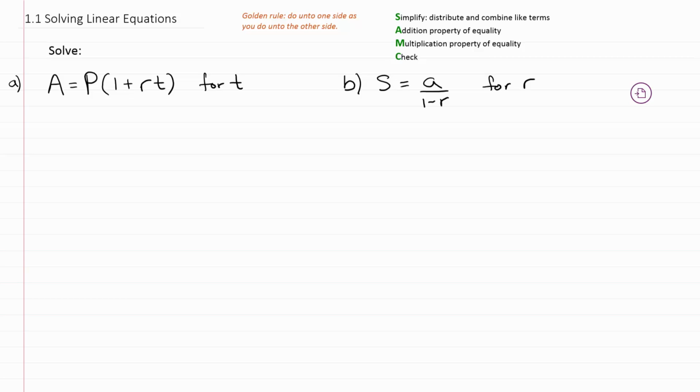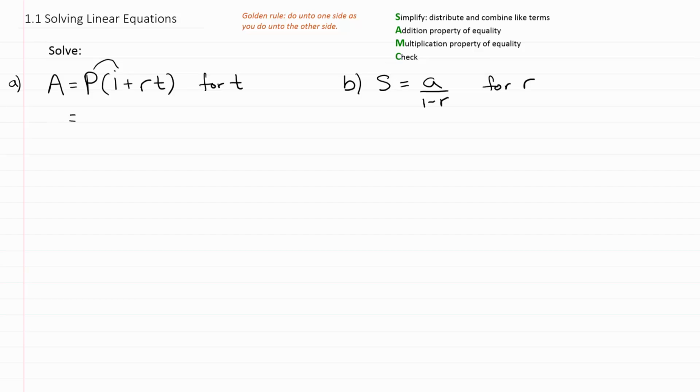All right, in this video, we're looking at solving equations that have mostly just variables, and we're solving the equation for a particular variable. In this case, for example A, they're asking us to solve A equals P times 1 plus RT for T. So let's go ahead and try to do that. So first thing you want to do is distribute to get rid of the parentheses.